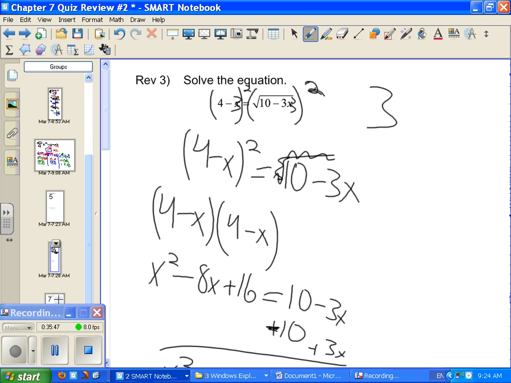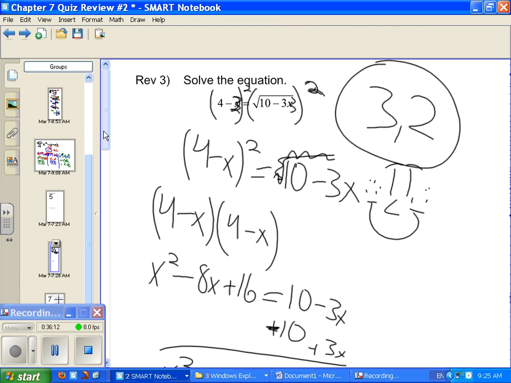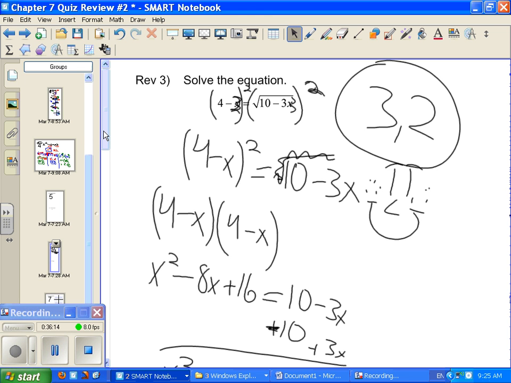Let's try 2. 4 minus 2 is 2, and then 10 minus 6 is 4. The square root of that is 2. So both 3 and 2 work. It doesn't happen very often that they both turn out to be okay, but this one they did. Bingo. Good. Any questions?